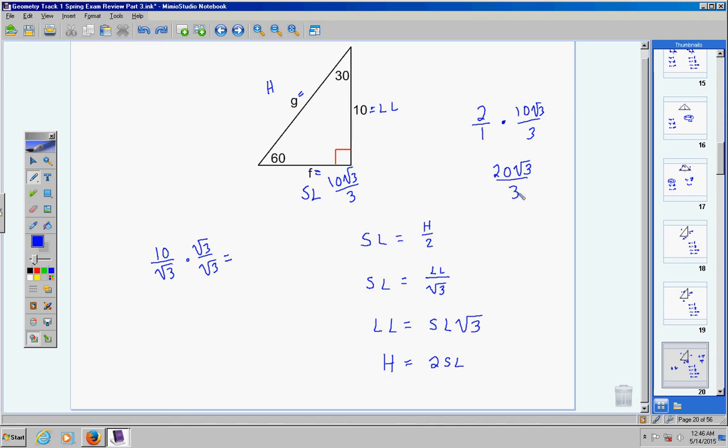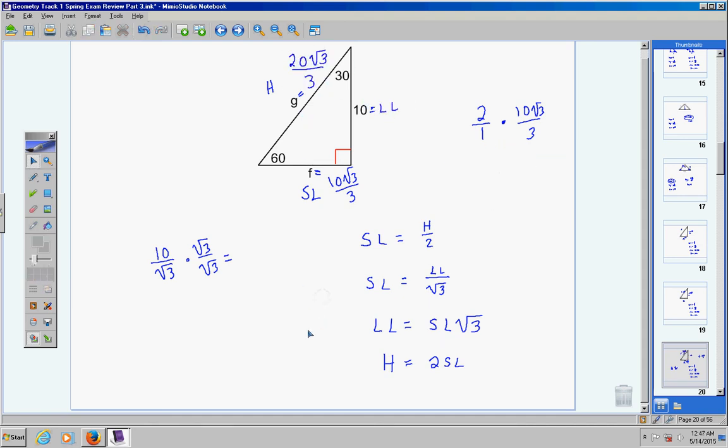This 3 is an outside number. Now, if this 20 right here was a 21, then you could reduce the 3 and the 21. That would be fine because they're both outside numbers, okay? Or if this 3 down here was like this, then you could reduce because this is an inside number and this is an inside number, okay? But it's not the case, so we're finished. This would be the answer to the hypotenuse right here, okay?